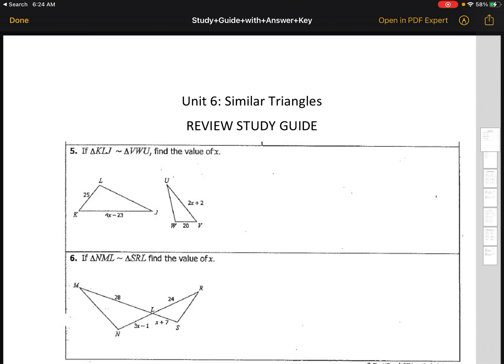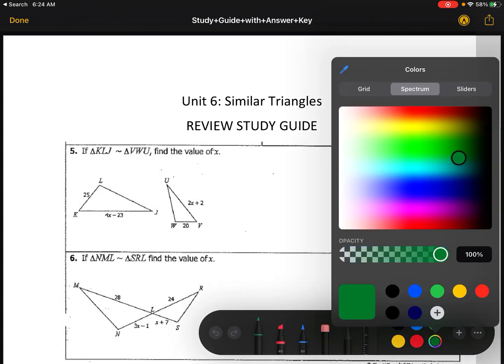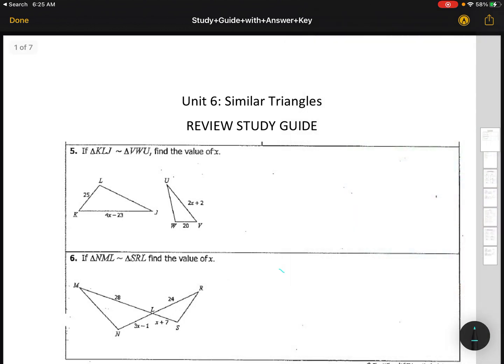All right, so for the first part of this, we are using similarity statements to find the value of x. So let's see, our color of the day is going to be, whatever color this is, teal, turquoise, I don't know. All right, so this is our similarity statement right here. Triangle KLJ is similar to triangle VWU.